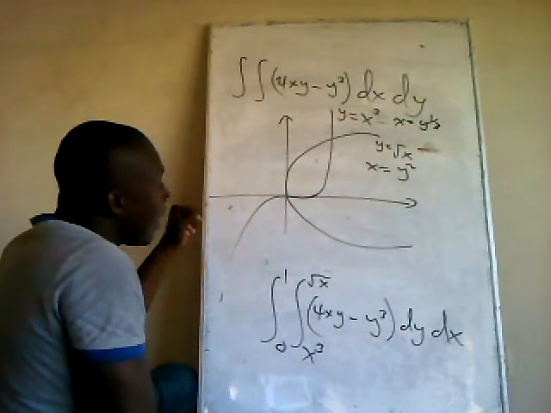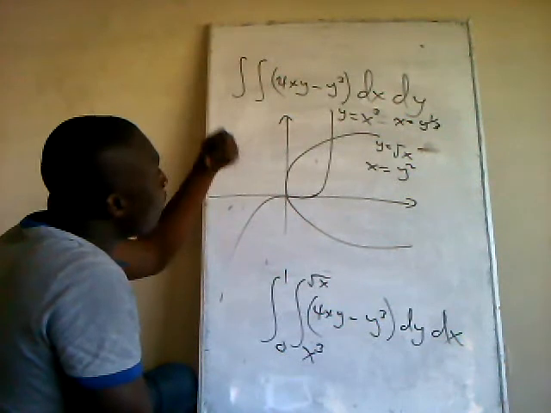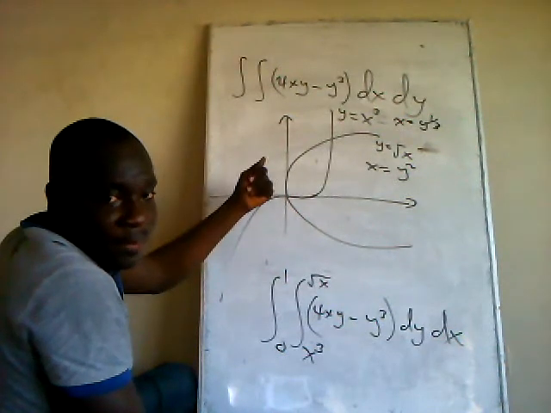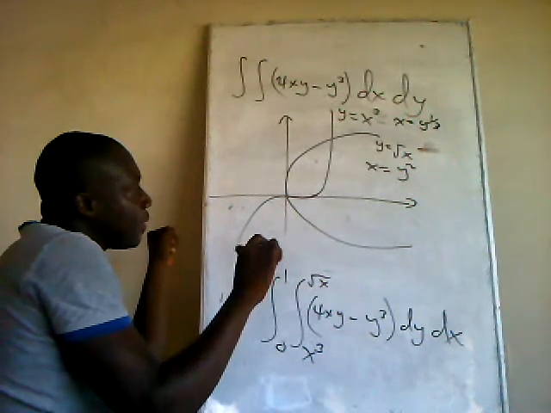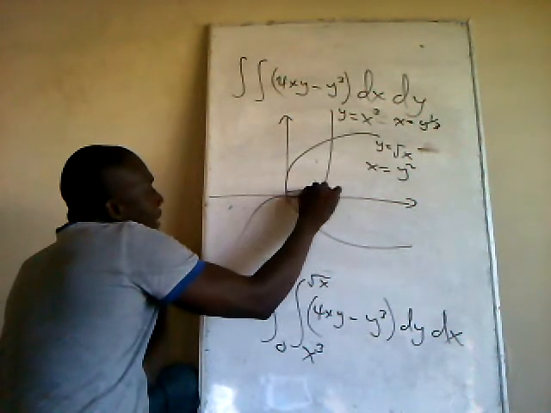Now, good. This is my region. If I want to integrate first with respect to x before y, then I must first slice in the x direction. And in slicing, I slice like that.